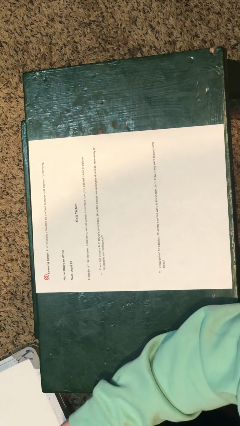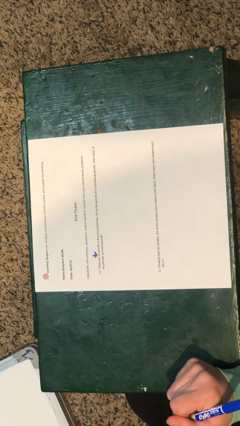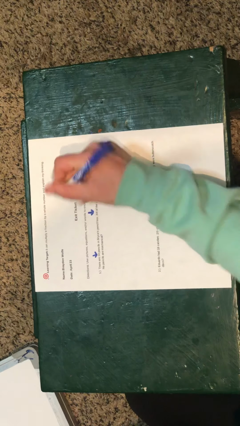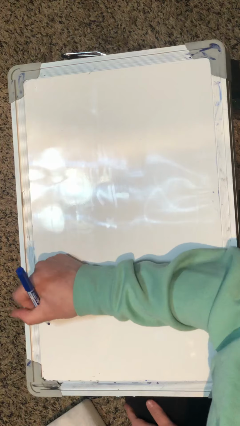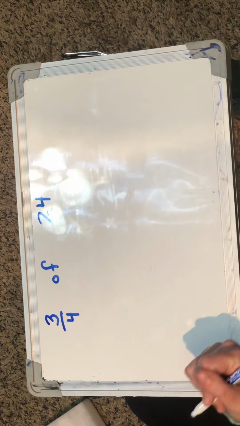So number 1 says there are 24 pencils in Bryce's pencil box. Make a picture of that in your head. I'm picturing a boy named Bryce. He has a pencil box and it's filled with pencils. There are 24 of them. 3/4 of the pencils are mechanical pencils. Okay, so what I'm thinking that means in my head, and you may picture it differently, 3/4 of 24 pencils are mechanical.